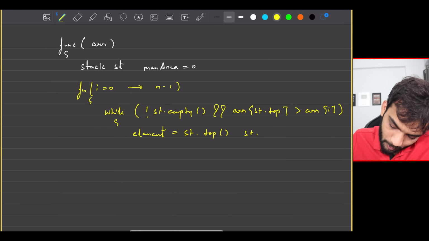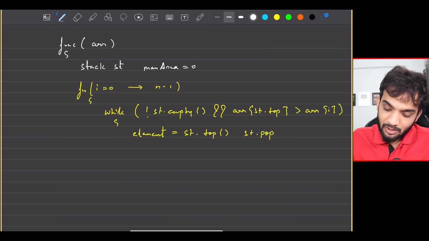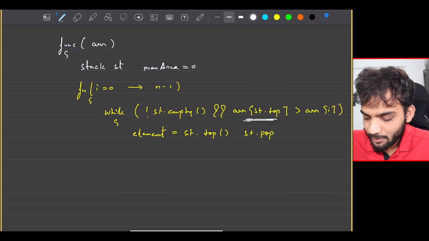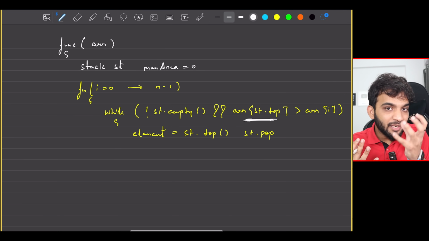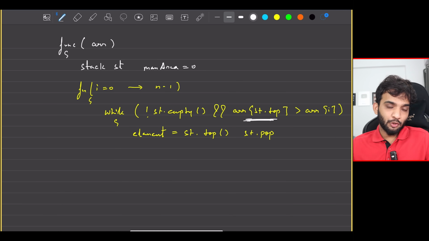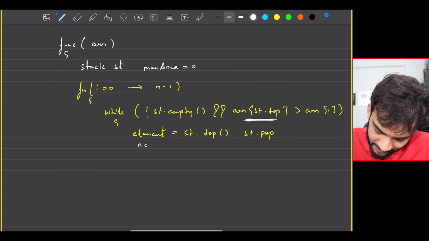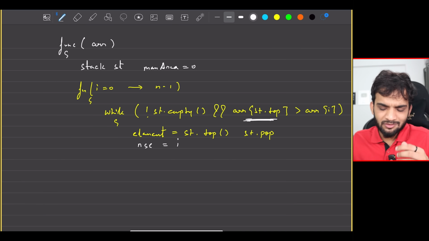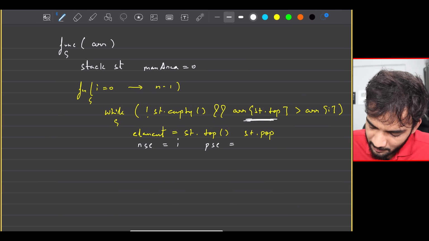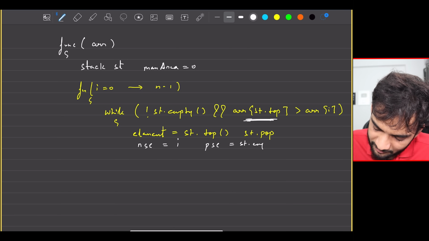And you could do a stack.pop. Whenever we come back and pop out, because you're popping out a greater element, that becomes my element for which I'll compute the area. So I know my element for sure. What I need to know is, who is my next smaller? I know the next smaller is the current index i. And who is my previous smaller? I know the previous smaller will be the previous element in the stack.